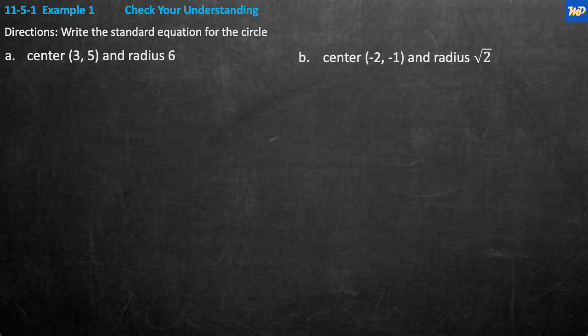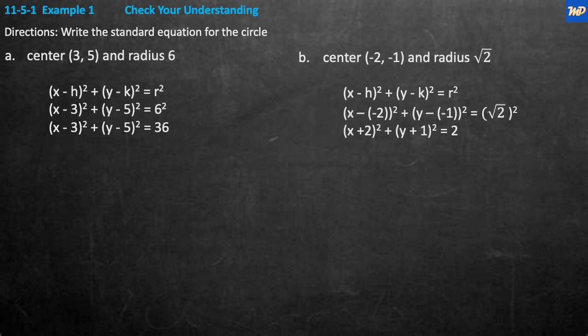Okay, assuming that you stopped the video and did the work, let's go with problem A. Well, I have it on another slide. So we have information here that's now the standard form of the equation in both cases. Okay, and then we filled in the missing info. And the missing info in problem A is x is 3 and 5 is the y term, right? And the radius is 6.